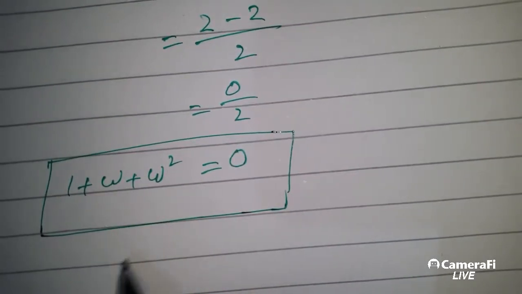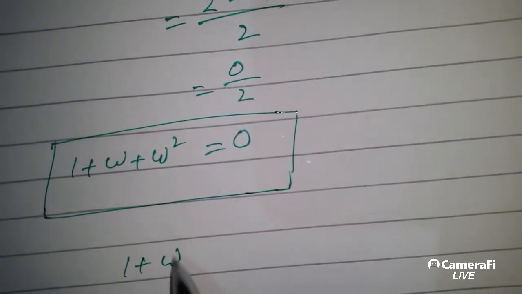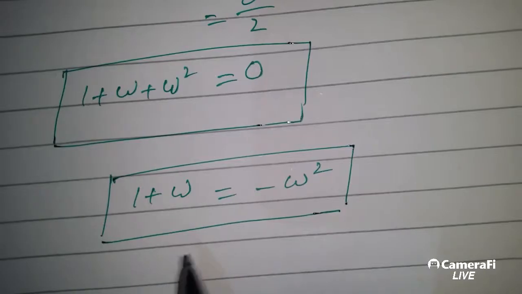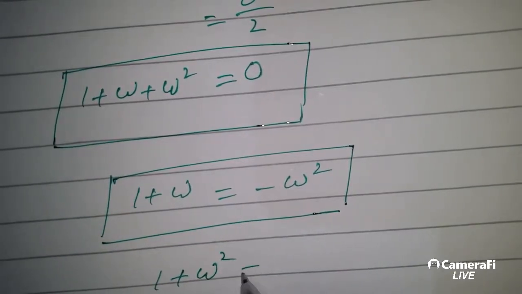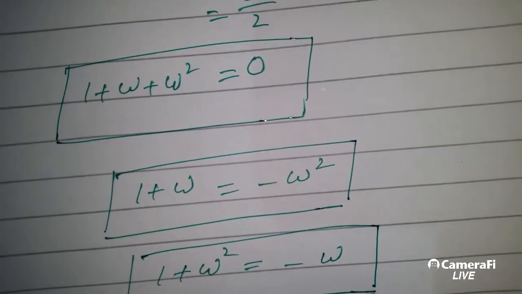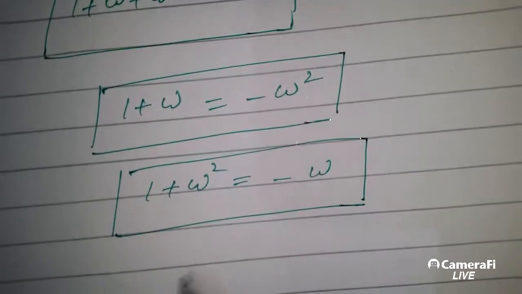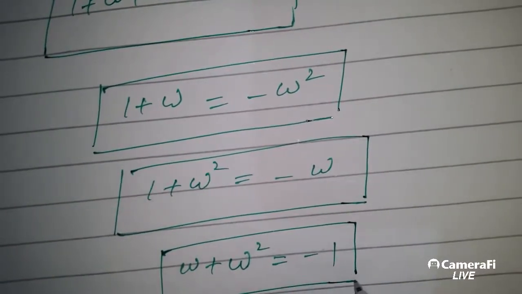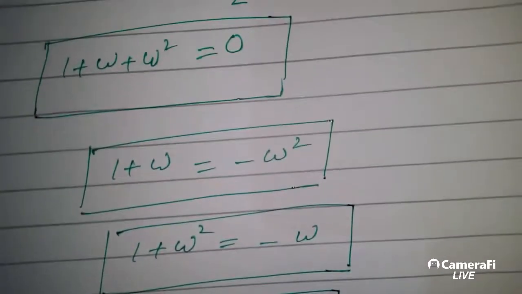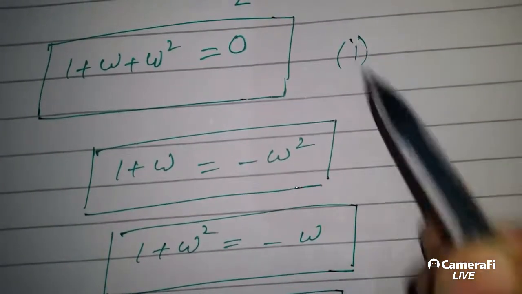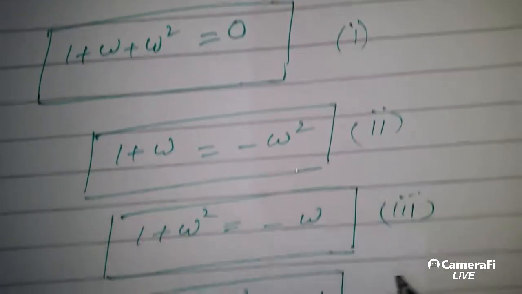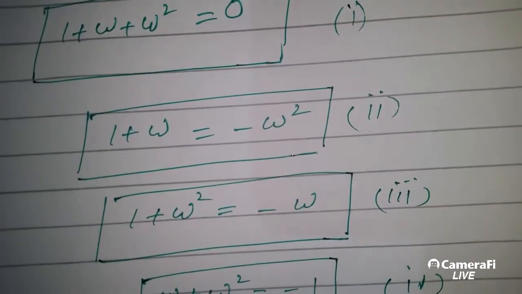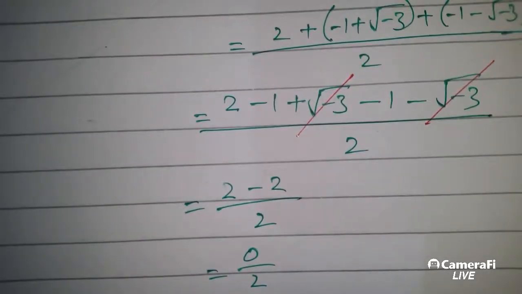If I take omega square to the other side, then the formula becomes 1 plus omega is equal to minus omega square. And if I take omega to the other side in this formula, then I get this formula. And if I take 1 to the other side, in this I get this formula. So these are the 4 formulas: 1, 2, 3 and 4. Let's multiply these numbers, the roots, and see what we get on the next page.